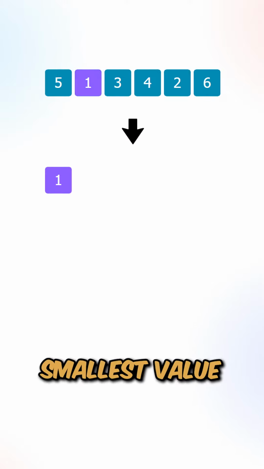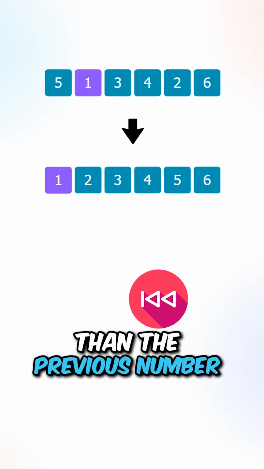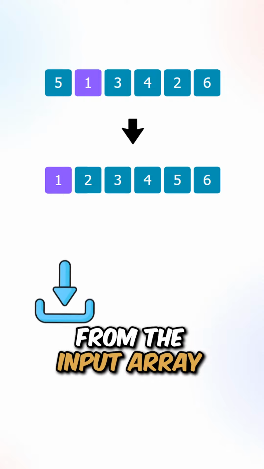We'll first take the smallest value from the input array, and then each additional number will be one more than the previous number. In this case, we are able to generate a sequence using the numbers from the input array, so we can return true. Let's go over the thought process.